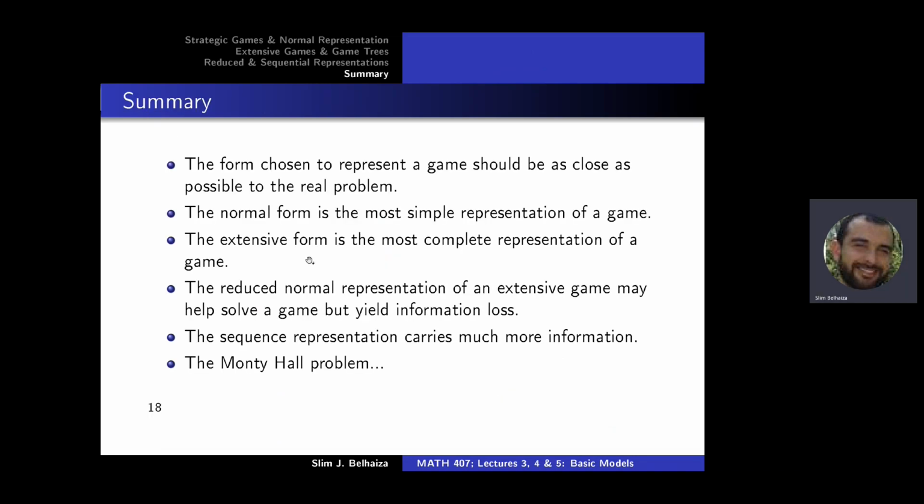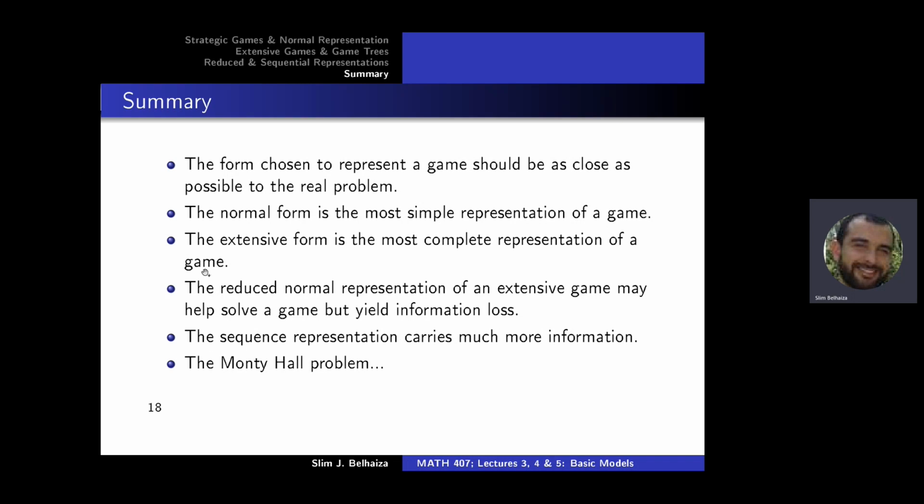So to summarize, the form chosen to represent a game should be as close as possible to the real problem. The normal form is the most simple representation of a game, and the extensive form is in fact the most complete representation of a game. The reduced normal representation of an extensive form game may help to solve but yields information loss, while the sequence representation carries much more information.